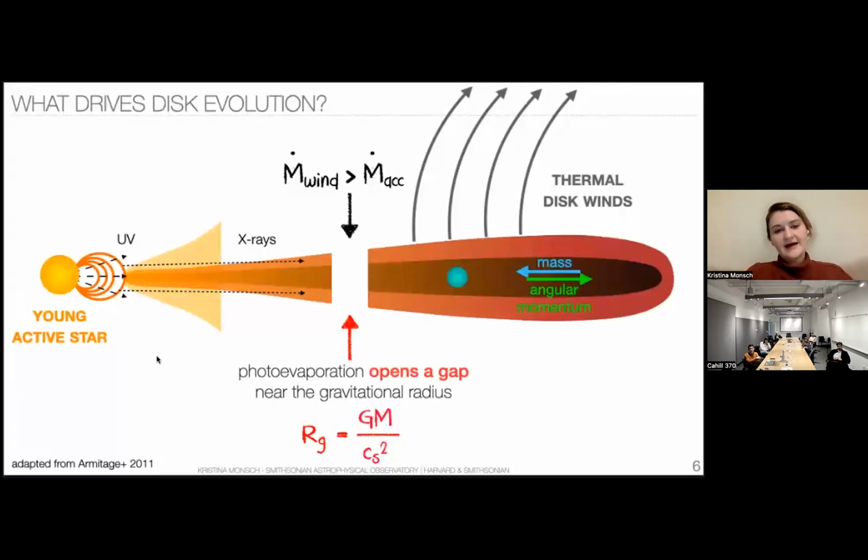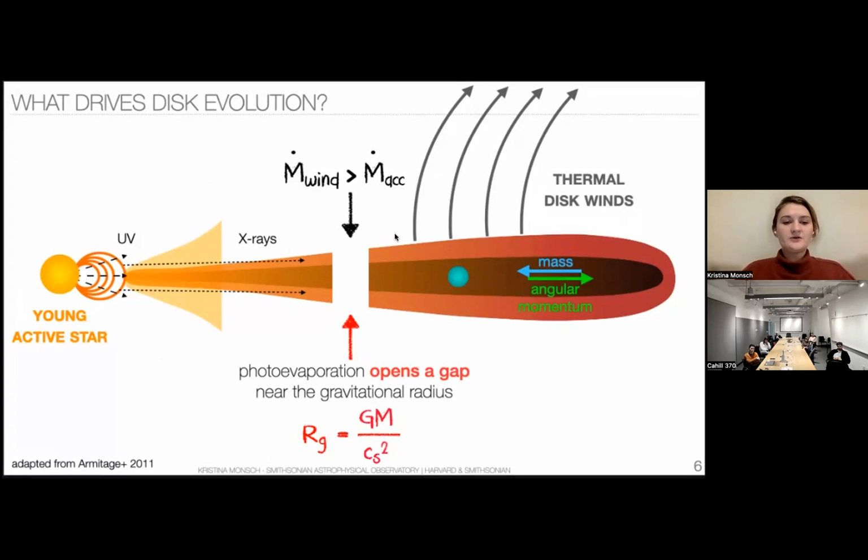And while this is happening, the central star will also directly irradiate the outer disk so that it becomes very efficiently heated and removed in a matter of a few 100,000 years. This leads to the so-called two timescale behavior, where we have a very long phase of viscous accretion, but as soon as gap opening is happening due to photoevaporation, the disk is dispersed very efficiently on a very short time scale.